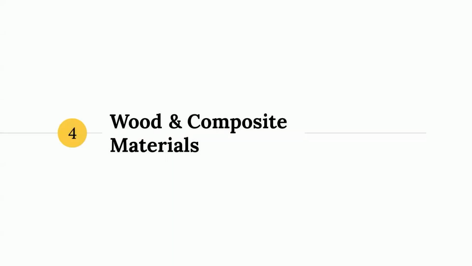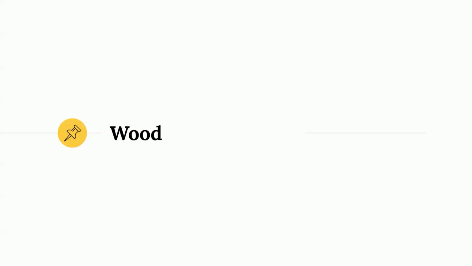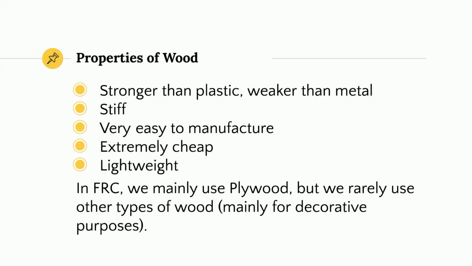Wood and composite materials. Wood. The properties of wood. It is stronger than plastic, weaker than metal. It is the complete middle material in this equation. It is also very stiff. It doesn't flex a lot, especially when it is thicker. It is very easy to manufacture, extremely cheap, and is pretty lightweight.